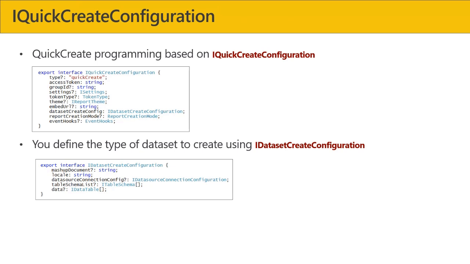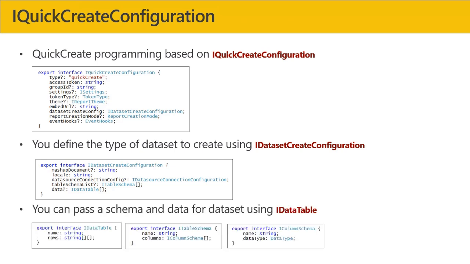You have the locale. Are you English speaking in the US, or are you German speaking in Deutschland? We have a data source config. We'll see that in just a second. And then we have a table schema list and a data object. And so here are these interfaces that we've defined.